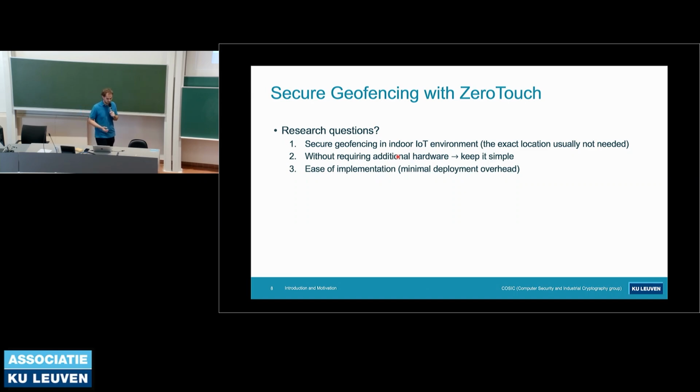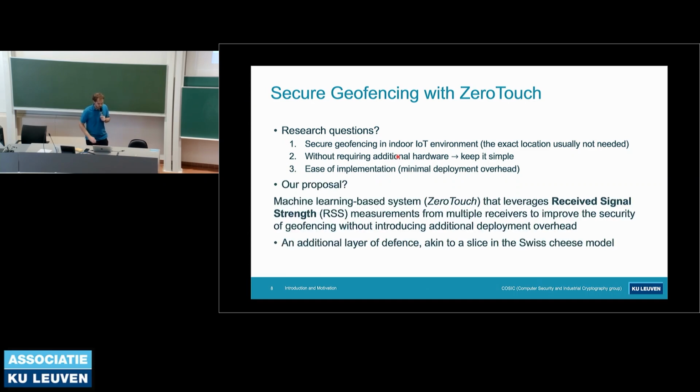What are our main research questions? Well, first we want to focus on the indoor IoT environment, where usually the exact location is not really necessary. Also, we don't really want to rely on some extra hardware, so we want to keep it simple because mostly IoT devices are simple devices, and we want to have a rather small deployment overhead. So what do we propose?